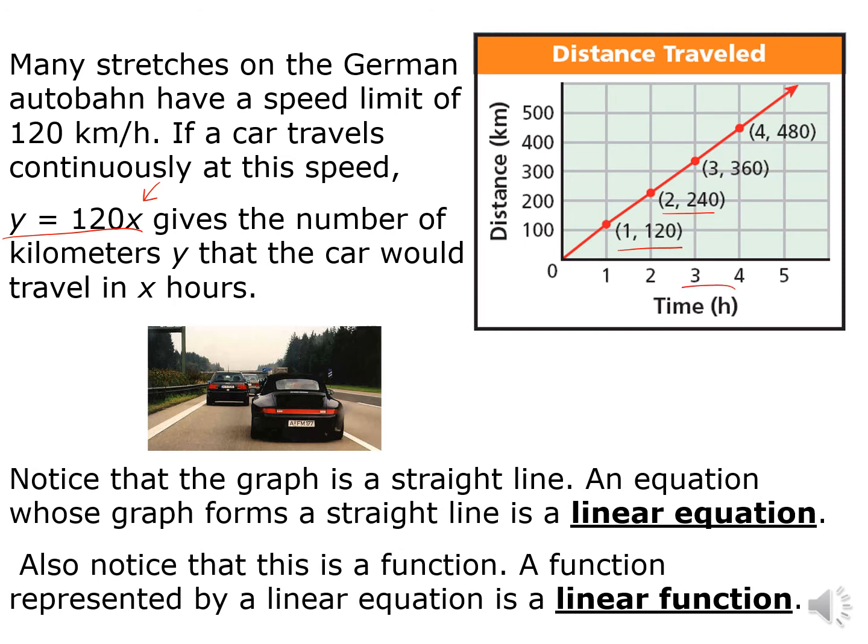Notice that x is our hours that we're traveling and y is the distance, and it's going to be linear. It is a straight line. It's a linear equation. It passes the vertical line test, and each x has only one y, and therefore it's also a linear function. Think about it.